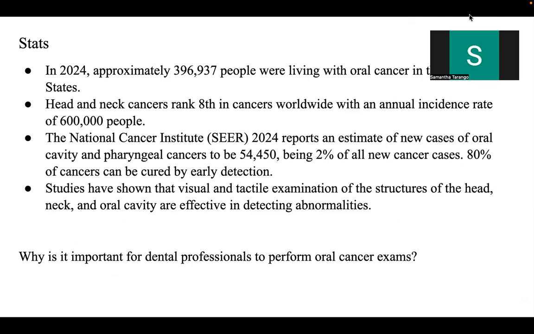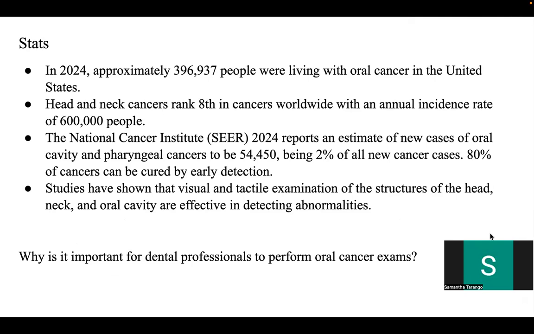Okay, so I want to start off with some facts and statistics. In 2024, approximately 396,937 people were living with oral cancer in the United States. Head and neck cancers ranked 8th in cancers worldwide with an annual incidence rate of 600,000 people. The National Cancer Institute 2024 reports an estimate of new cases of oral cavity and pharyngeal cancers to be 54,450, being 2% of all new cancer cases. 80% of cancers can be cured by early detection.